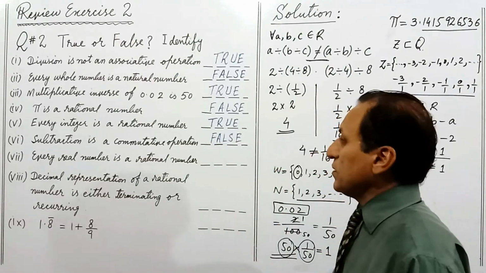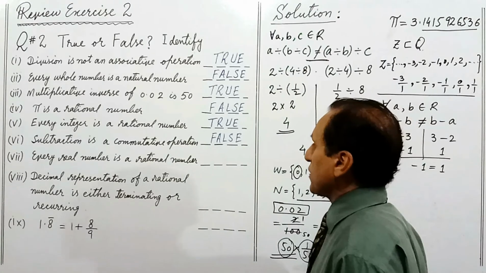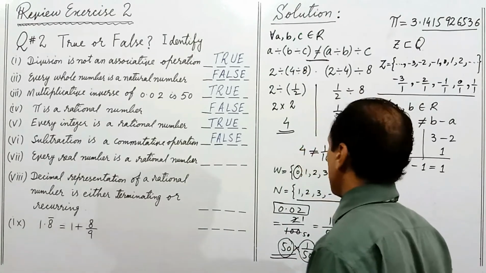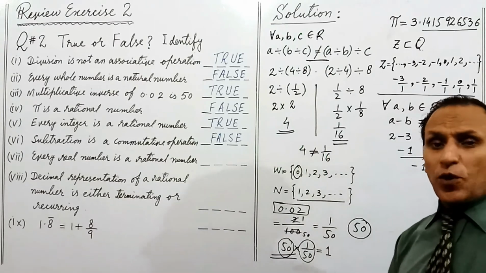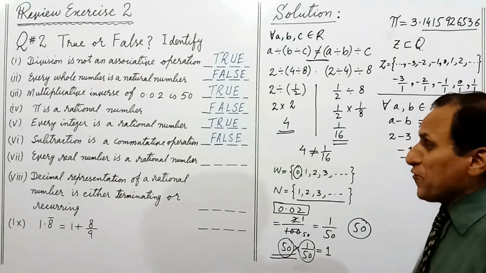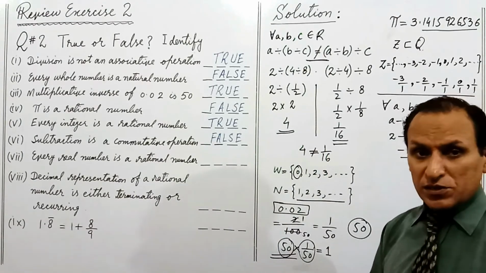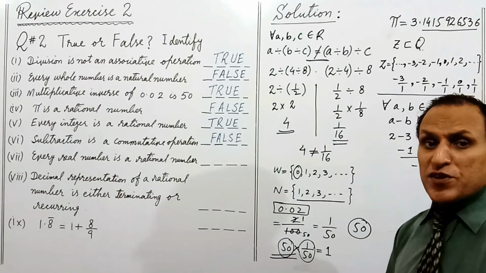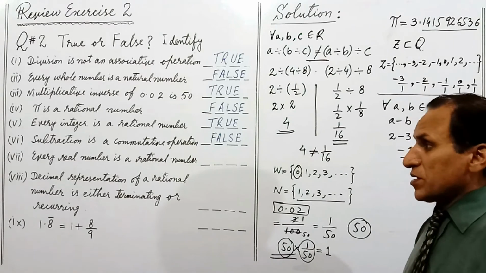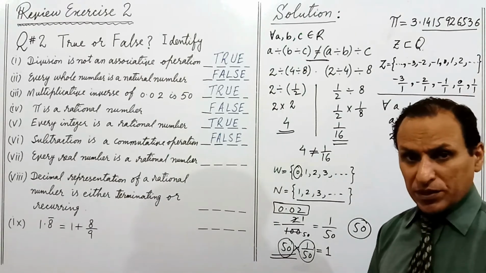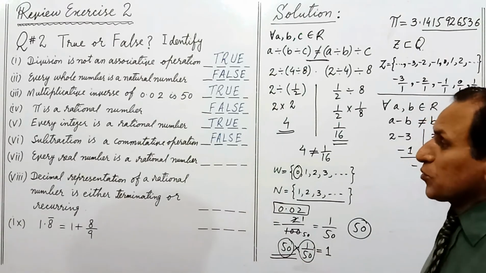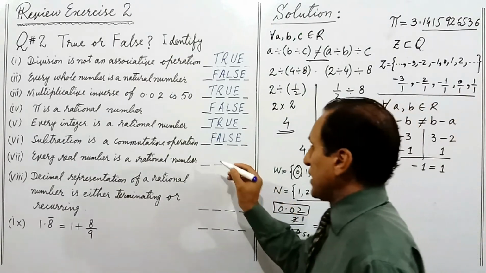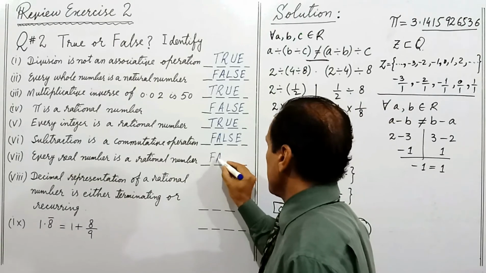Let's move to point number 7. Every real number is a rational number. We learned in the introduction of complex numbers that every rational number is a real number, but every real number is not a rational number. So what we come to know is that every real number is not a rational number. Therefore that statement is false.